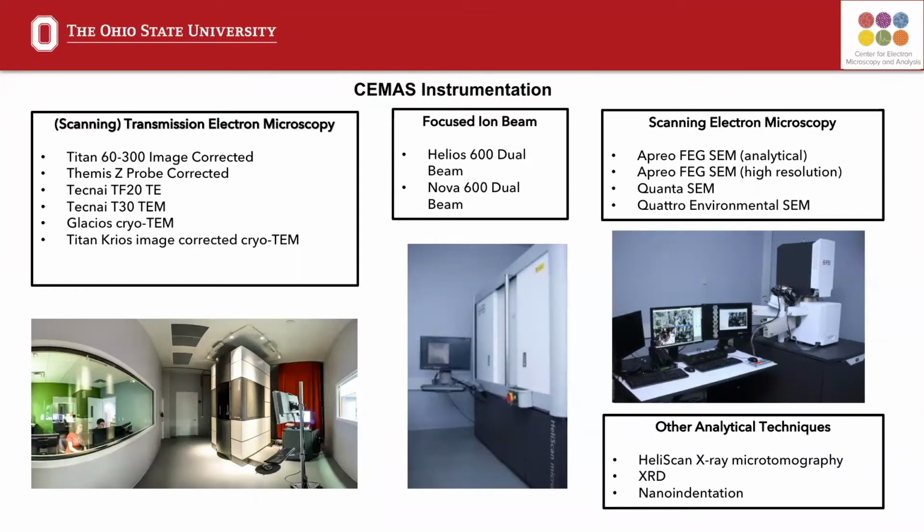CEMAS opened in September 2013 and was custom designed to be an optimized environment to perform microscopy experiments. We have around $40 million worth of equipment, including transmission electron microscopes, scanning electron microscopes, FIB-SEMs and other analytical machines like the MicroCT. In the center of the slide, you can see an image of the CT, a photo from our lab. On the right here, you can see the Aprio, and on the left, you can see the Titan.